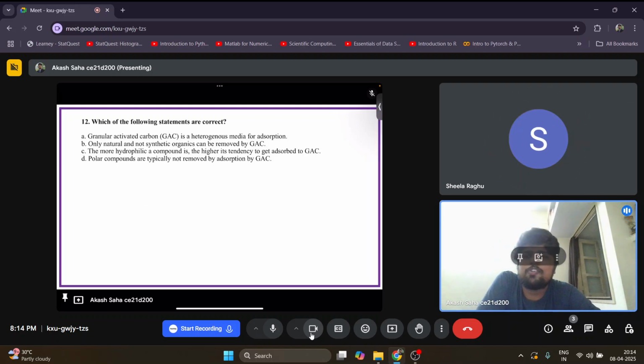Now next, which of the following statements are correct? Granular activated carbon is heterogeneous media for adsorption. Only natural and not synthetic organics can be removed by GAC. The more hydrophilic a compound is, the higher the tendency to get adsorbed to GAC. Polar compounds are typically not removed by adsorption by GAC. So it is talking about adsorption of GAC. Which of the following statements do you think is correct? Just go through it one by one and then tell me.